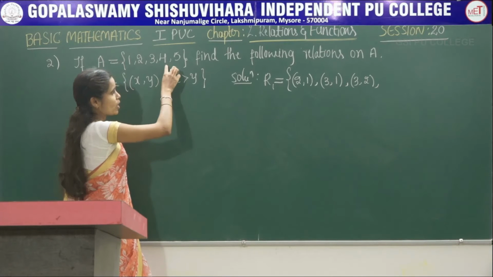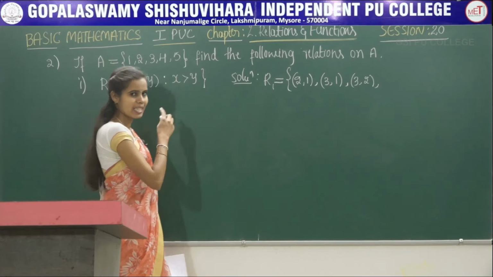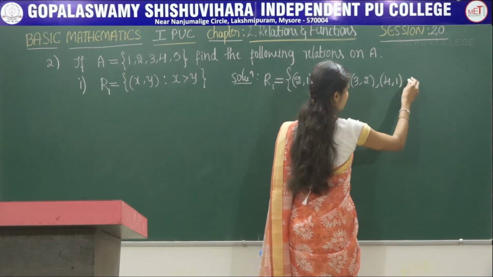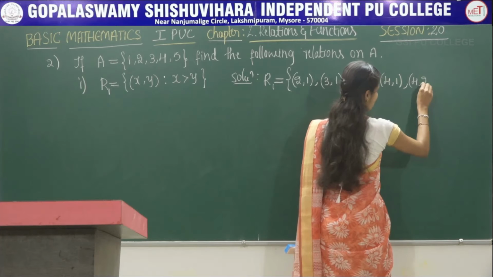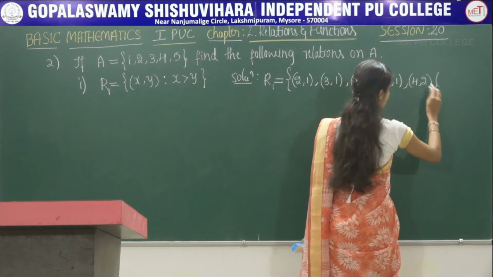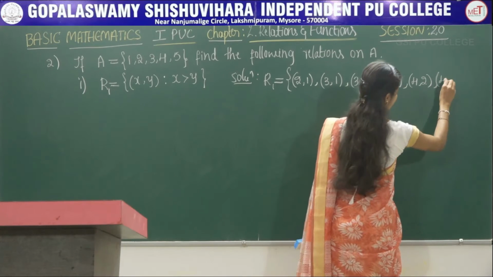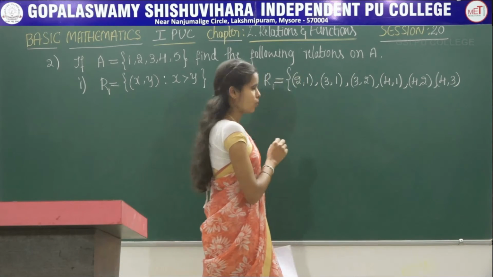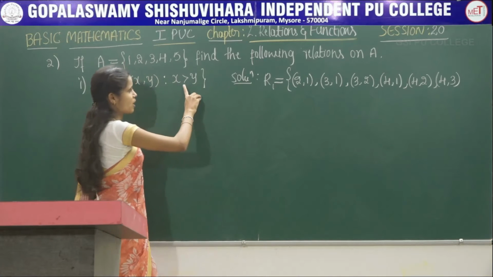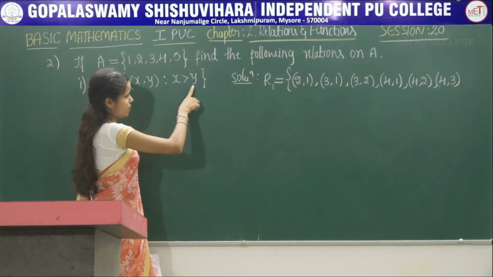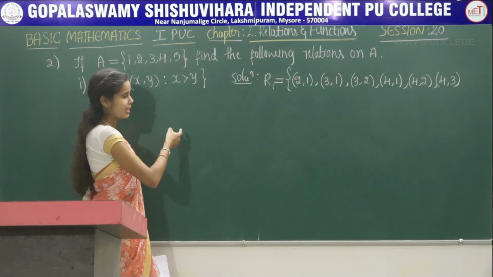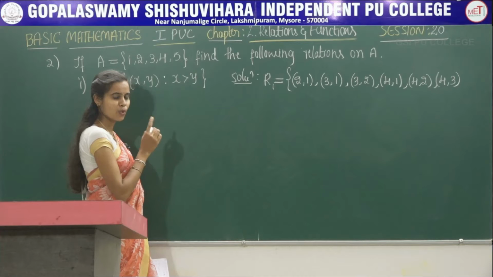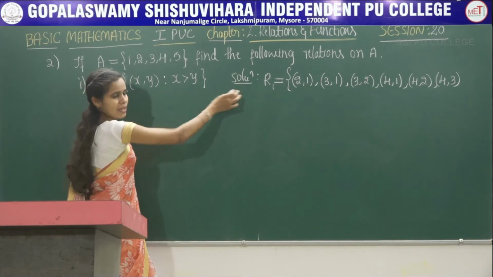Next consider (4,1) up to (4,5). (4,1), 4 is greater than 1, true, therefore ordered pair (4,1). Next (4,2), 4 is greater than 2, true, (4,2) is an element. Next (4,3), 4 is greater than 3, true, therefore (4,3). (4,4), 4 is greater than 4, false, therefore (4,4) is not an element. Next (4,5), 4 is greater than 5, false, therefore (4,5) is not an element of R1.